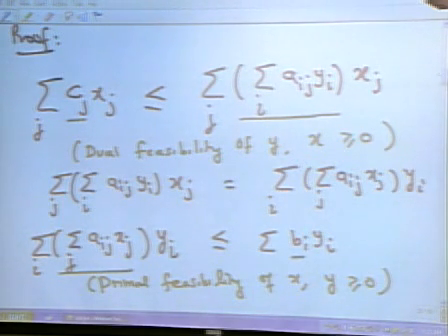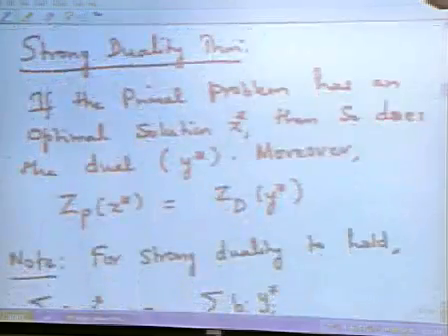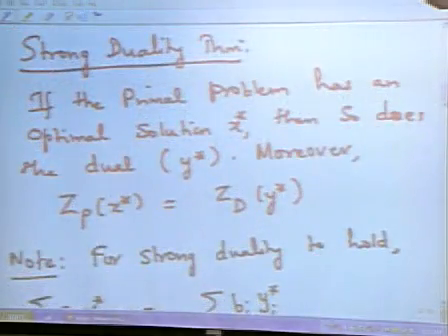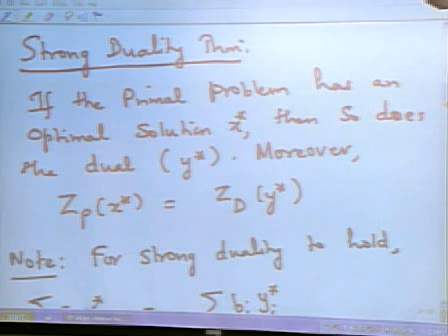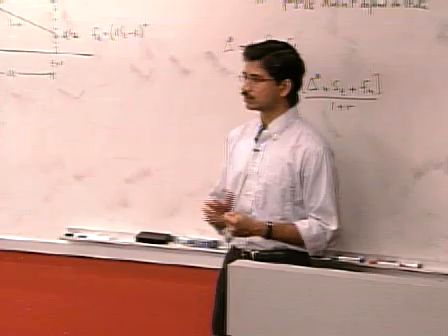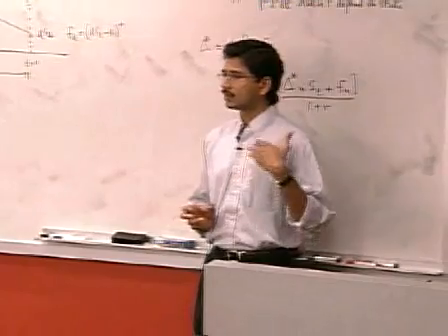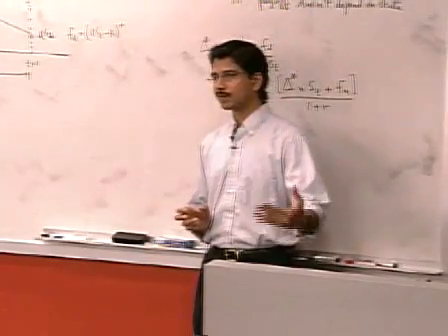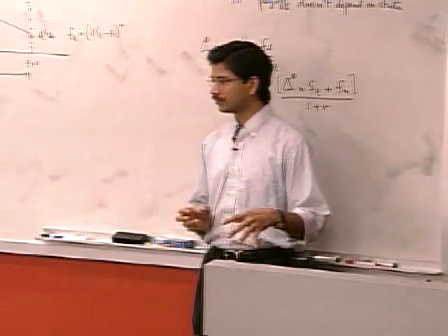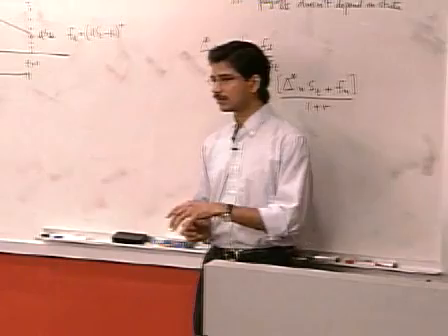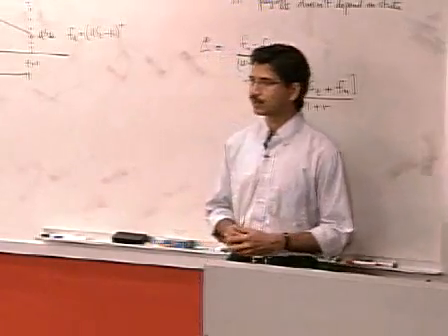Now, moving along, we said there's something called the strong duality theorem, which says the following: if you have an optimal solution to the primal problem, then the strong duality theorem asserts that the dual problem also has an optimal solution, and the objective values are the same. In other words, if you have any linear program which attains an optimal value, then so does the dual, and the dual LP has the same objective value as the primal LP.